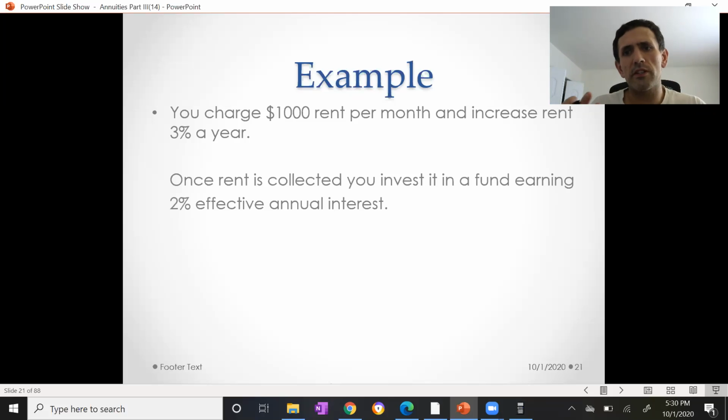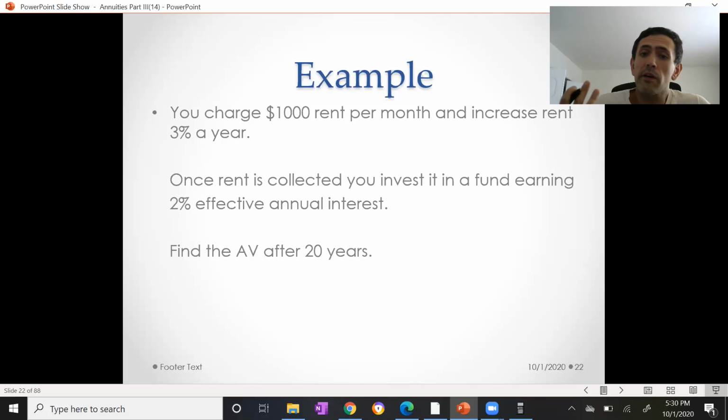Let's say once rent is collected, you don't immediately need the money, so you take the rent payments and invest them into a fund earning 2% effective annual interest. How much do you have after 20 years? So it's a very practical problem. Interest is going to change year to year, of course, but as a rough estimate, you might just assume a flat, conservative interest rate of 2%. You can probably, even now, find CDs for more than 2%. Okay, so let's do this problem.